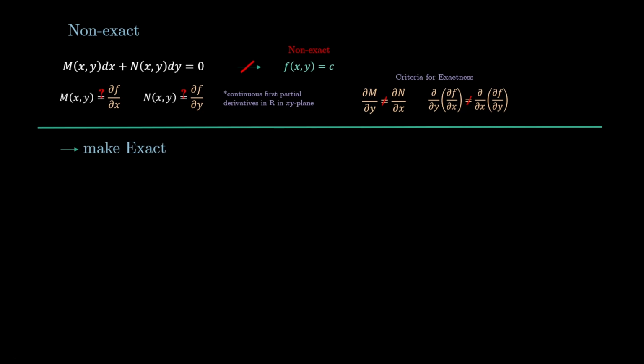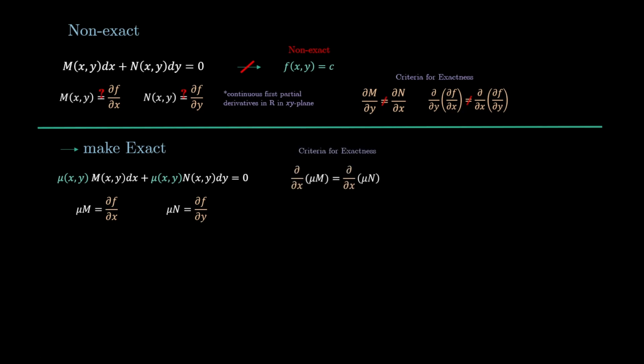Now one hack you can try, a theme that you've probably been seeing quite a bit for linear equations, is we can multiply by a constant mu, and we say that this is our integrating factor. Now if we do this, we can see that this becomes our new M, and this becomes our new N. Because of that, in order for exactness, we need the following criteria now. Now our criteria for exactness becomes this. Now if we go ahead and apply the product rule, it expands to this.